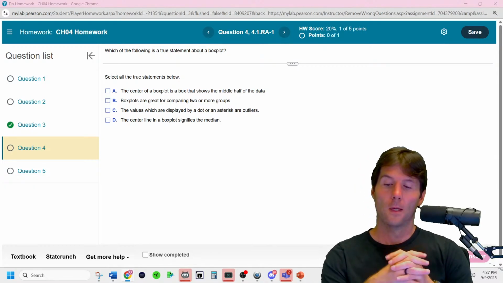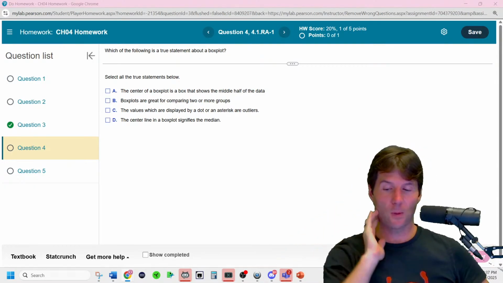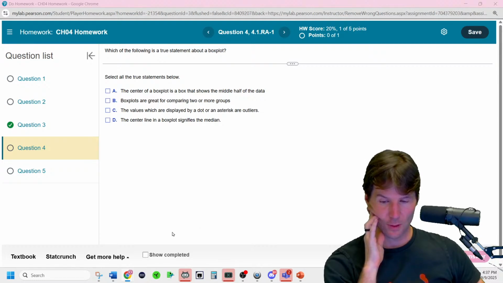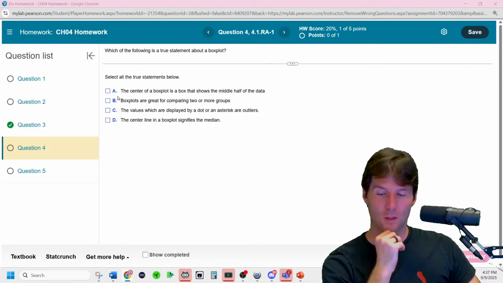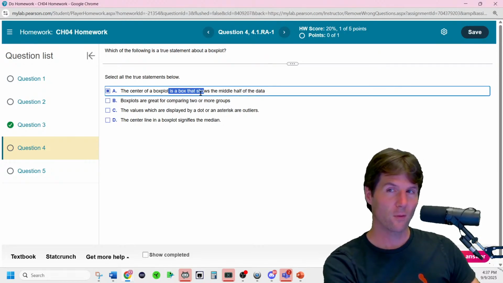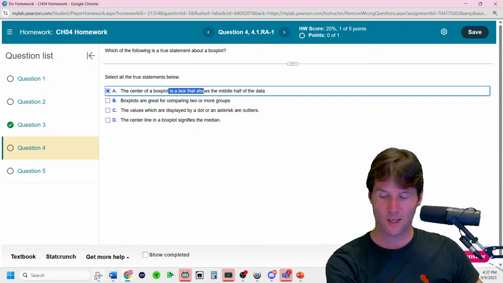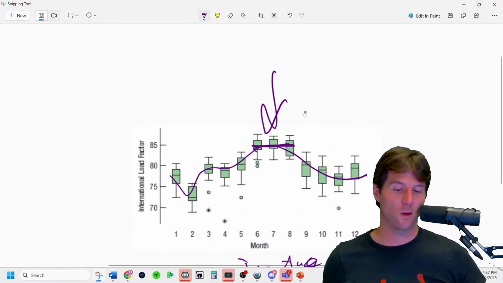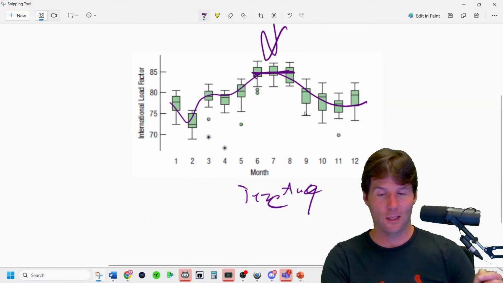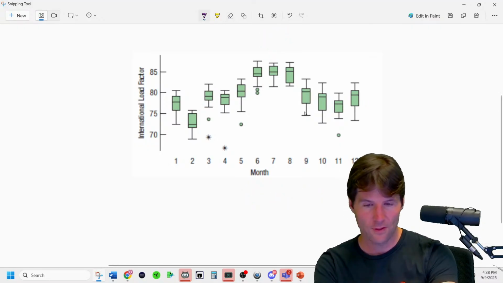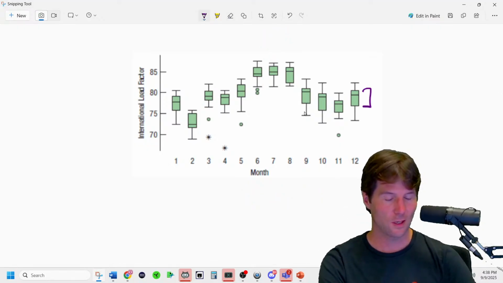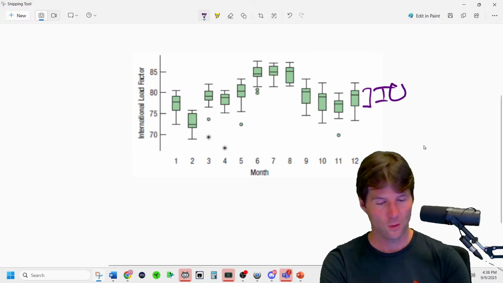Okay. Which of the following is a true statement about box plots? The center of the box plot shows the middle half of the data. Oh, yeah, wait. I think it's talking about the box of a box plot. Oh, it's a box. I can't read. The center of the box plot is a box that shows the middle half of the data, known as the IQR. The center of the box plot is a box that shows you the middle half of the data, or the middle 50%. So that's the IQR right there.